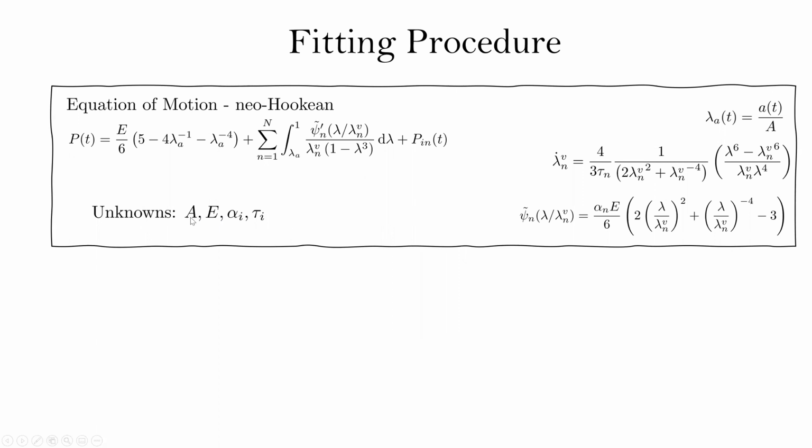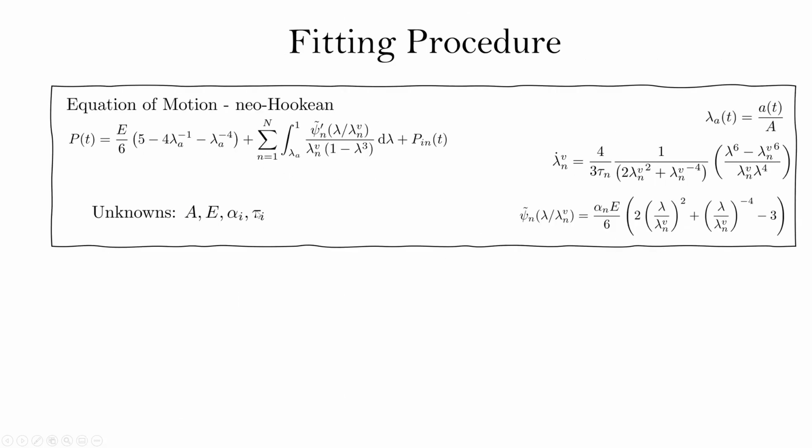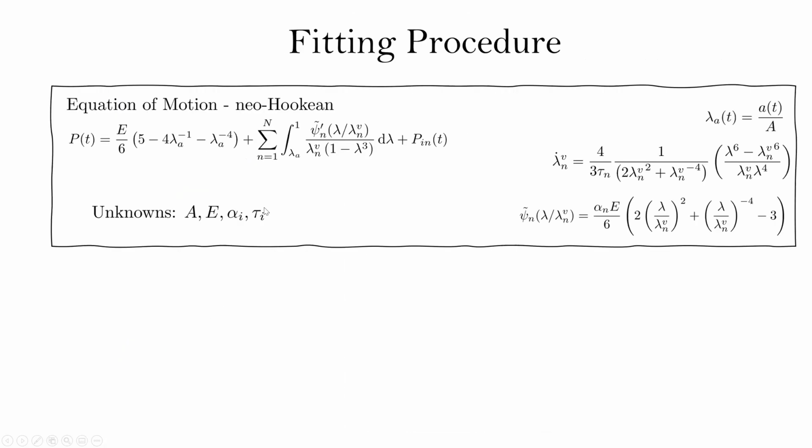These alphas are basically the ratio of the moduli of the non-equilibrium branches with respect to the equilibrium branch. And then these taus describe the viscous evolution for the nth non-equilibrium branch, where they describe the time scale over which the stress is relaxing approximately. And we also need to fit for this parameter A, which is the initial stress-free size of the cavity or the defect.